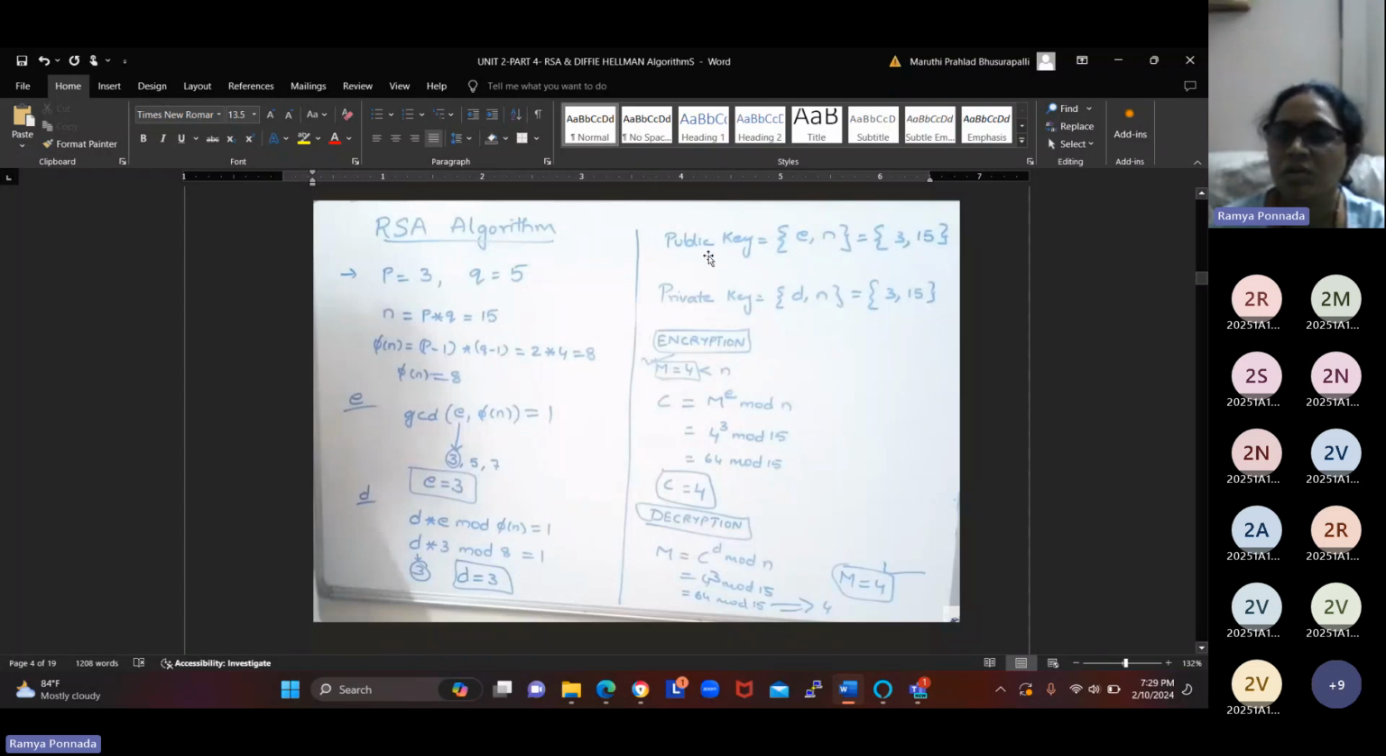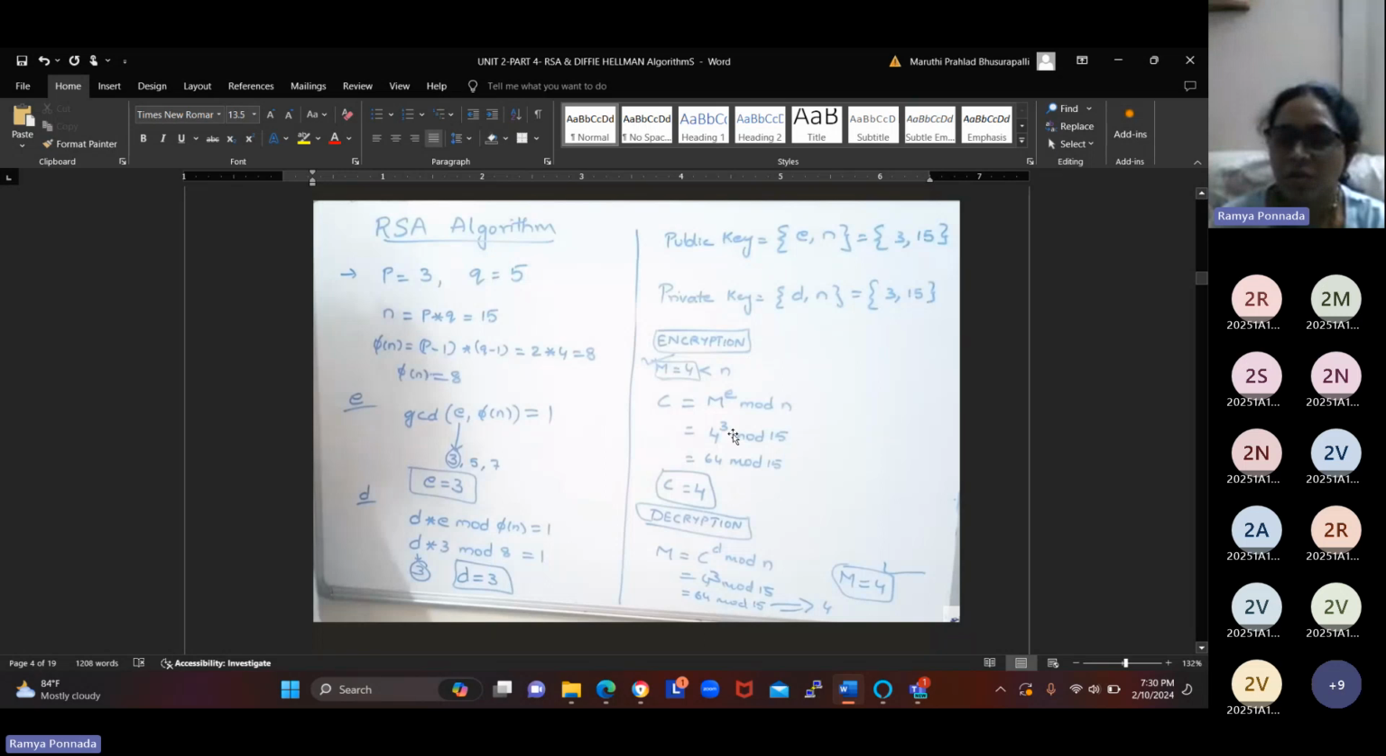So now what is the public key? E value is 3, N value is 15. This N value is obtained from P into Q. Next, the private key is your D value, that is going to be 3 comma 15. Now we are going to do step number 6 and 7.